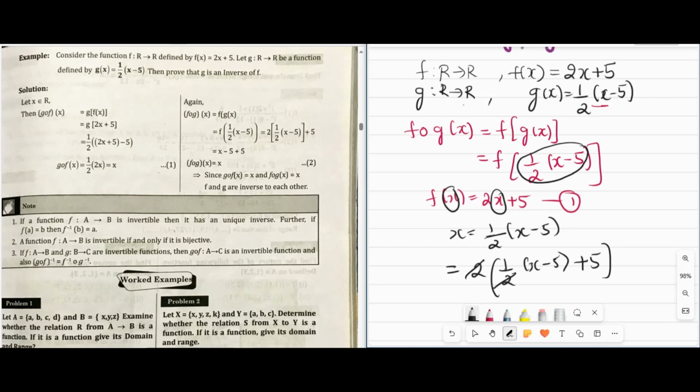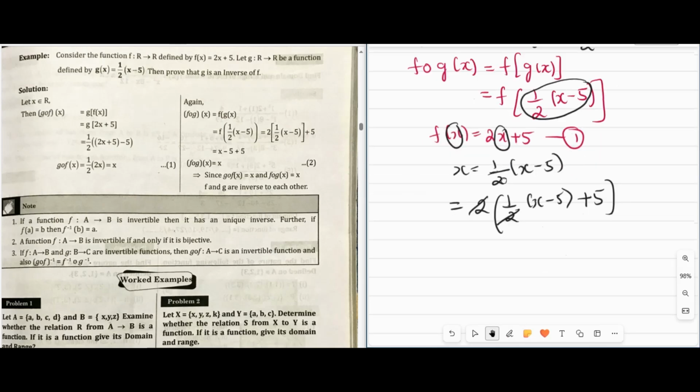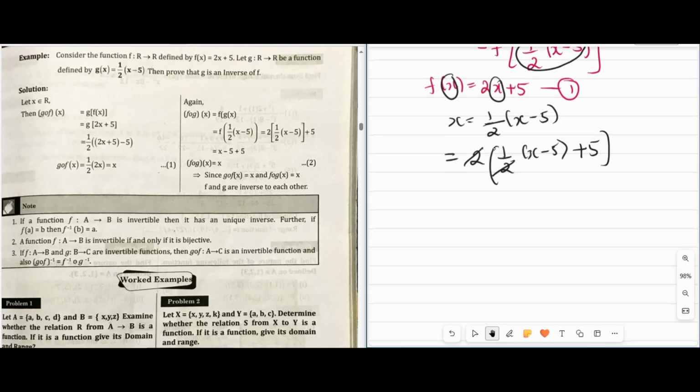Then this 2 and 2 get cancelled. If it is cancelling, what do we get? We get x minus 5 plus 5. So minus 5 and plus 5 will get cancelled. We get the answer as x. So yes, f∘g of x equals x.